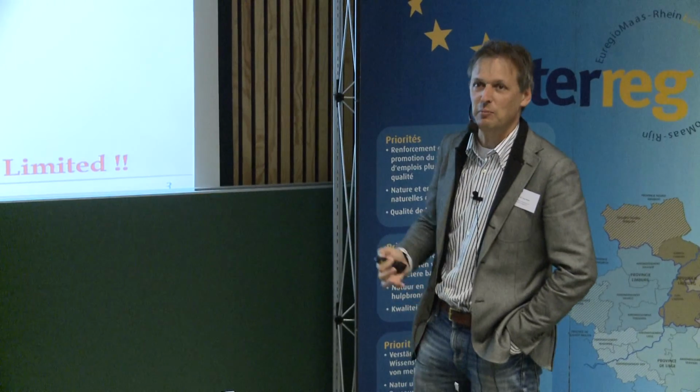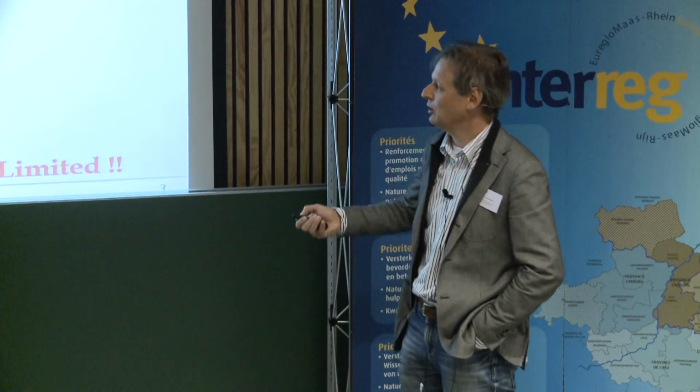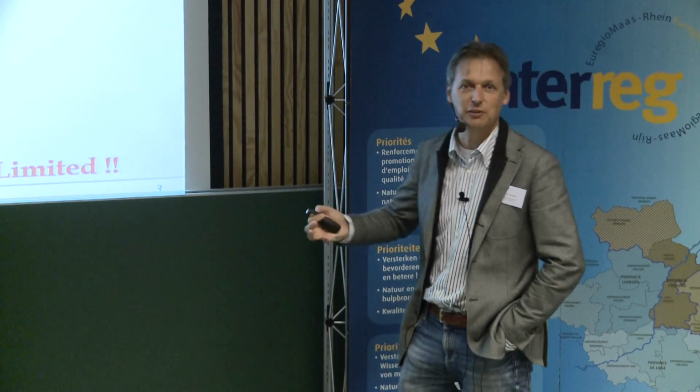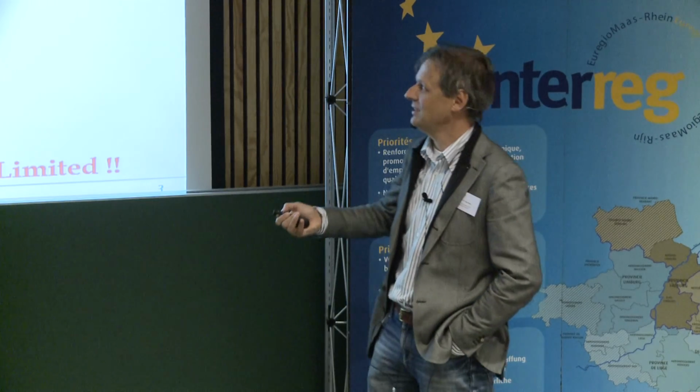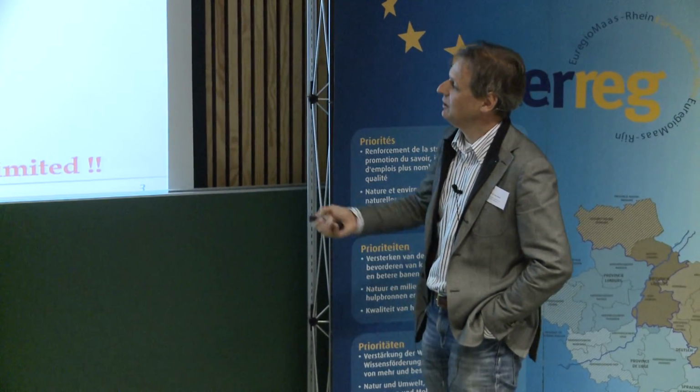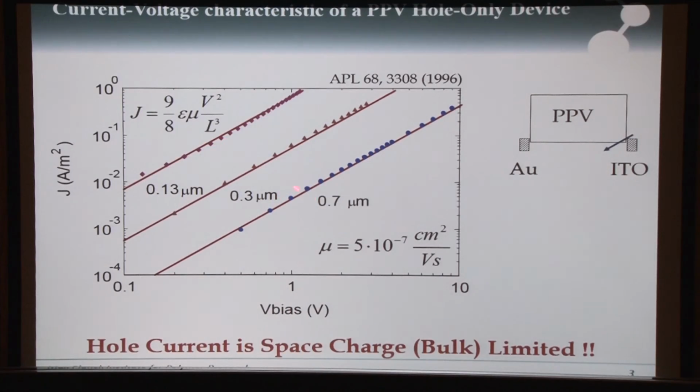And you remember probably from high school mathematics that a slope on a log-log plot means that you have a power law. And in this case, a quadratic one. And you also see we tried this for different thicknesses. And then you look in a textbook, what is quadratic, and then you find this equation. It's called space charge limited current. I will explain in a moment what it means.